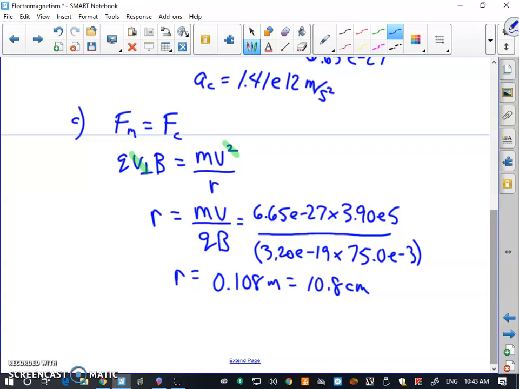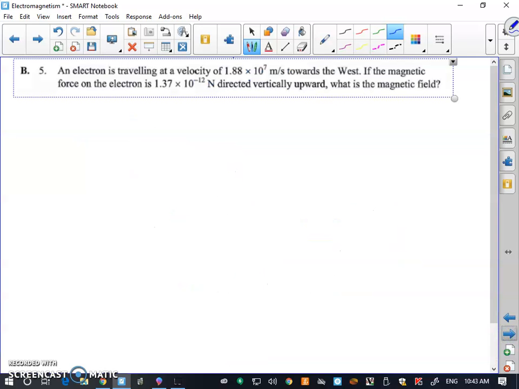All right, let's take a look at question number 5. An electron is traveling at a velocity of 1.88 times 10 to the 7 meters per second towards the west. If the magnetic force on the electron is 1.37 times 10 to the negative 12 newtons directed vertically upward, what is the magnetic field?